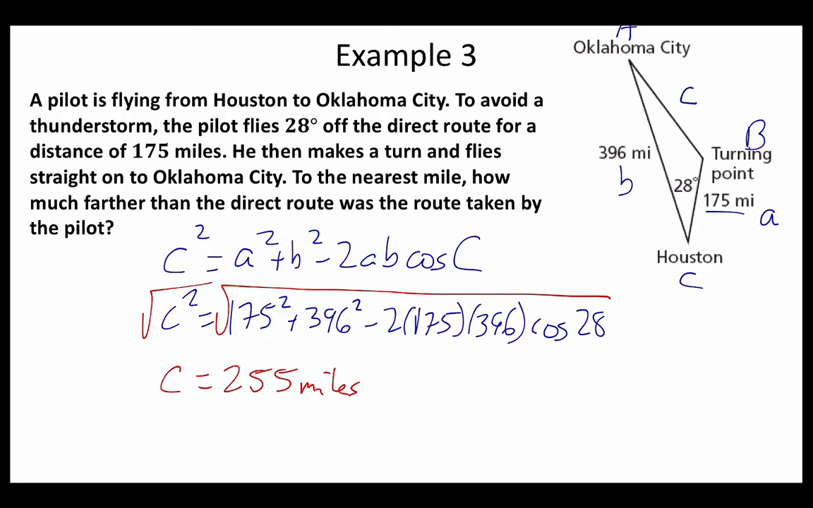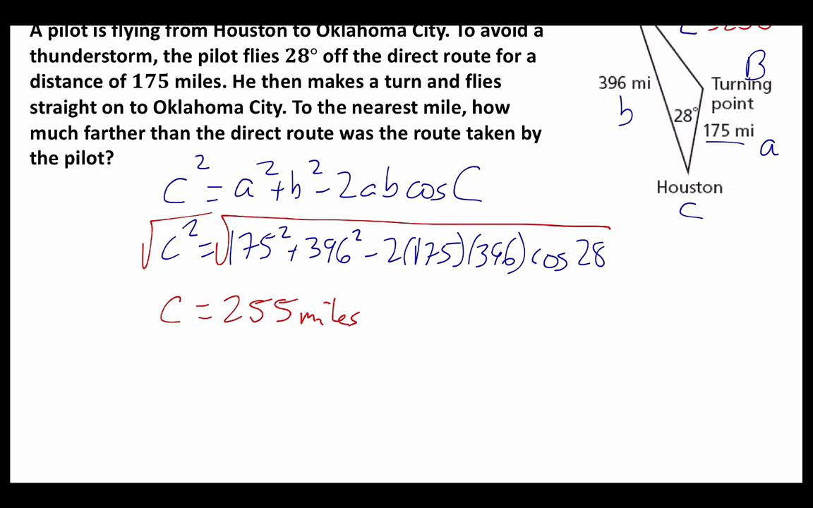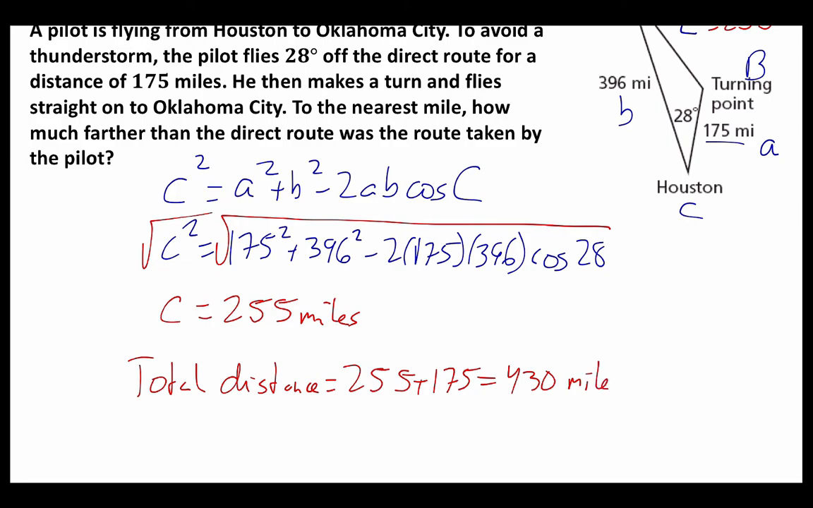Now, that's not the final answer. Even once we think we're done, we should always go back and read the question. The final question says, to the nearest mile, how much farther than the direct route was the route taken by the pilot? So let's label that length that we just found, 255. So the total distance that pilot traveled was that 255 that they just did, plus that 175 that they initially did. That gives us a total of 430 miles. So in other words, they went a total of 430 miles.